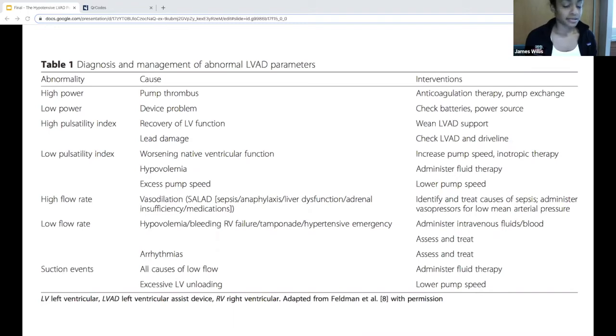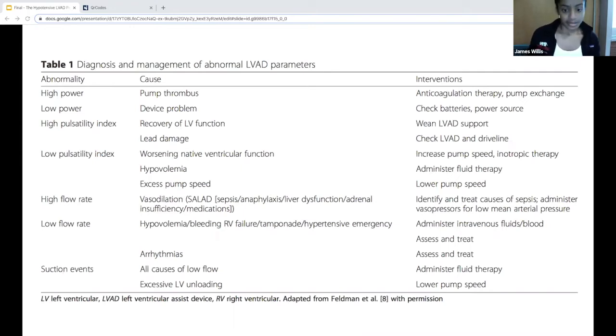High pulsatility index. So PI increases when preload and contractility increase. You get this alarm with recovery of native LV function, so the patient's heart is getting better. Lead damage is going to cause pump function to go haywire. So you can check the RPMs, but the reading support is probably not something that's going wrong.